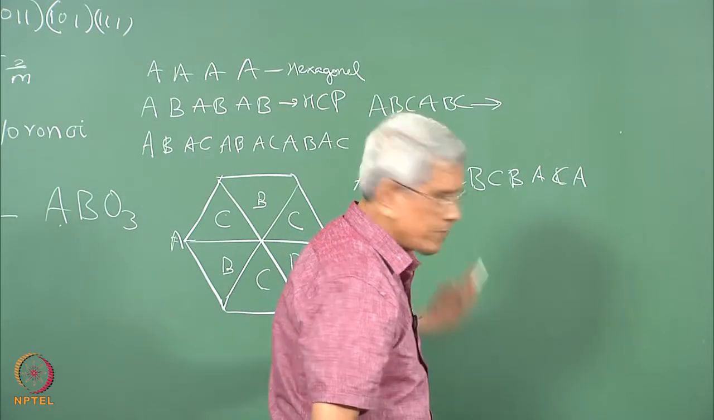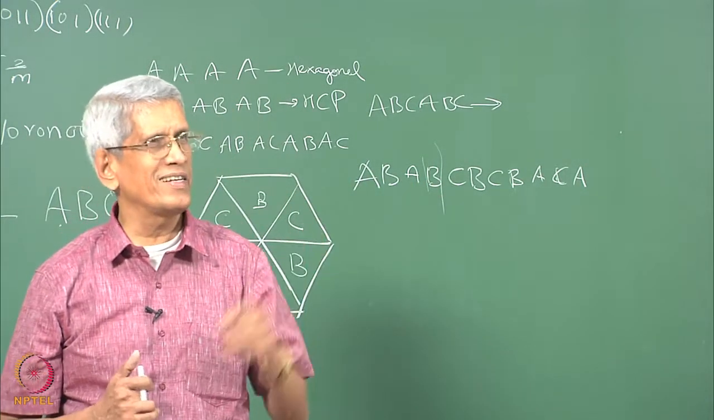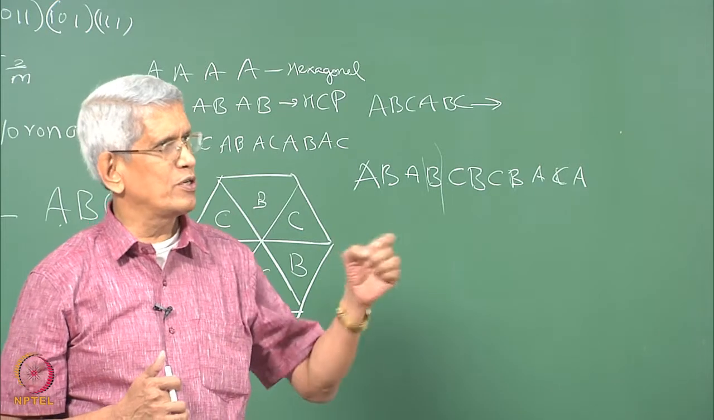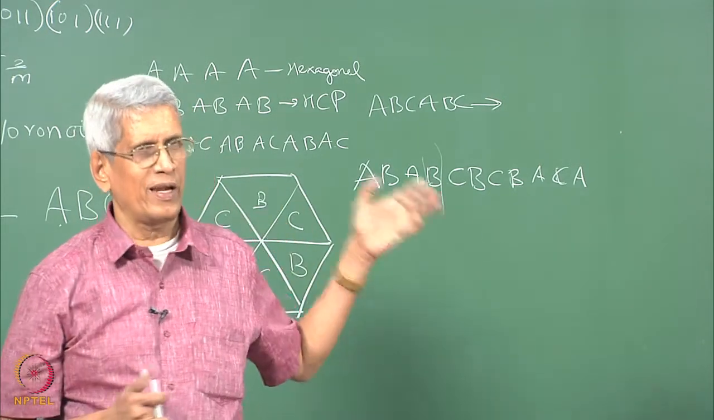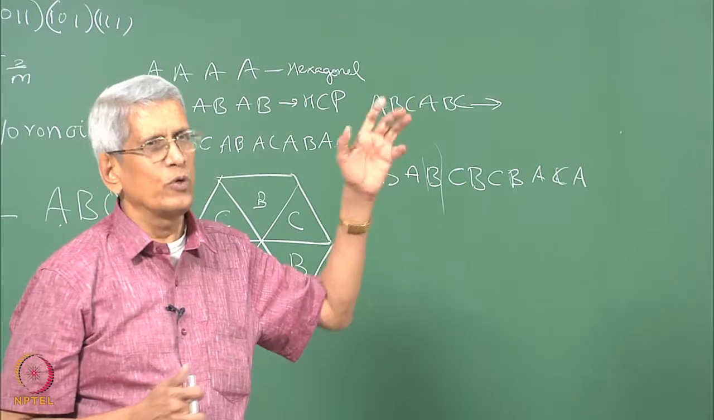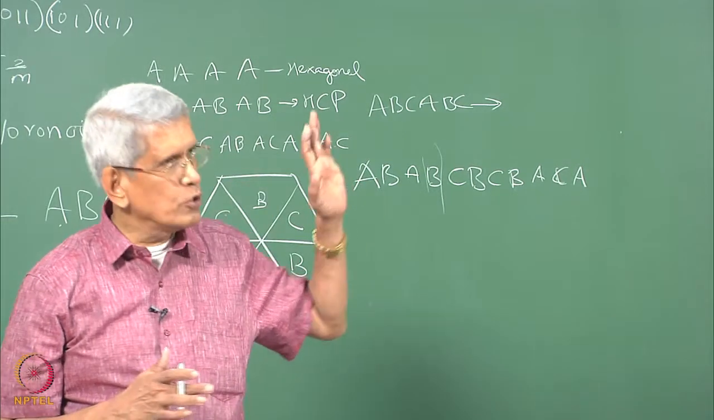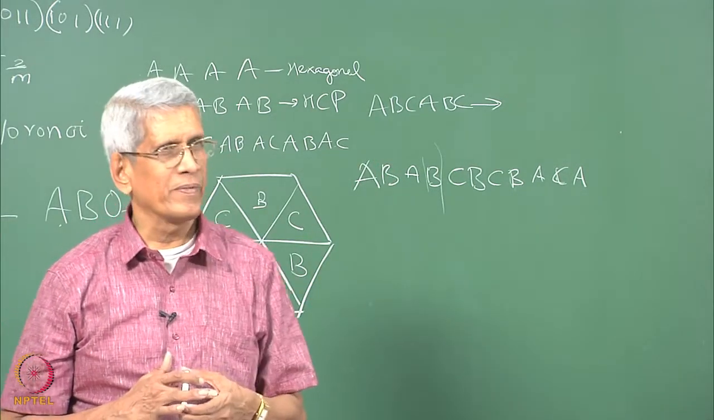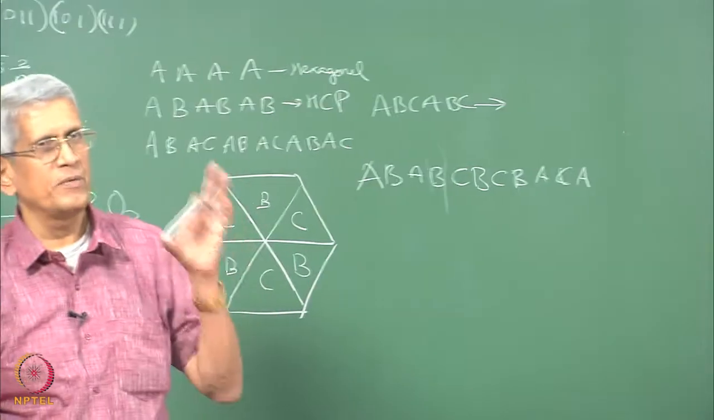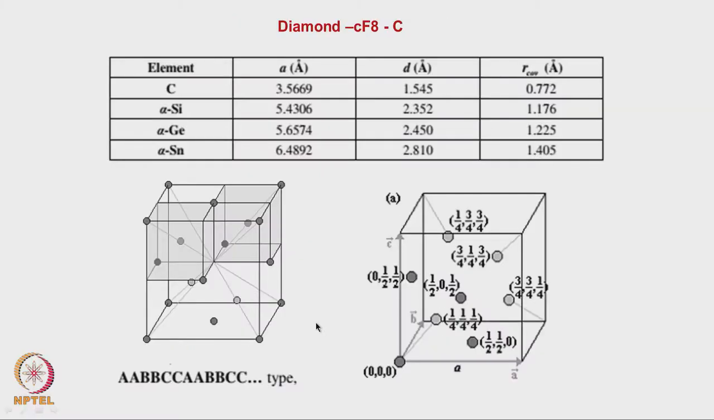This particular one will be like a fault. This is essentially, if you introduce a fault in a particular layer, you can have this sort of structure. But if you look at the unit cell, this is still a hexagonal one. The symmetry which it exhibits is only the hexagonal symmetry.